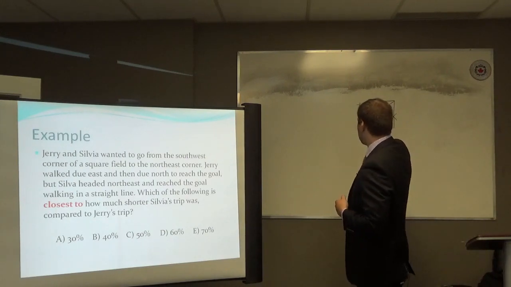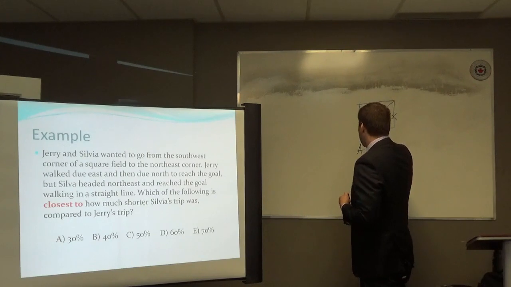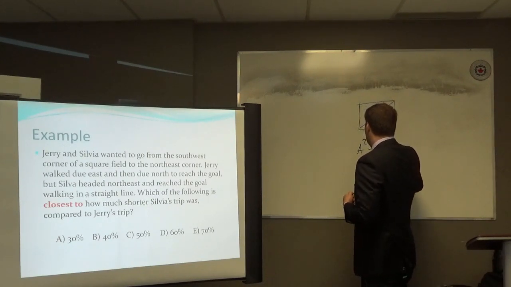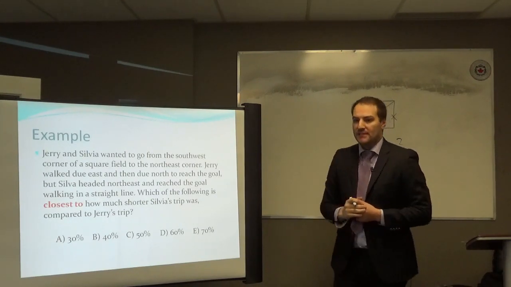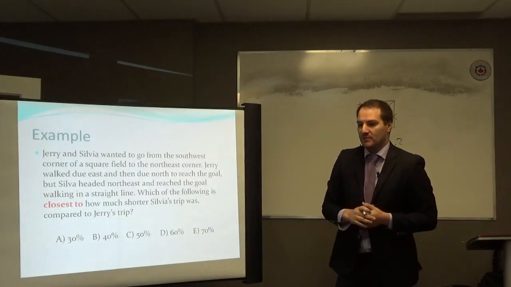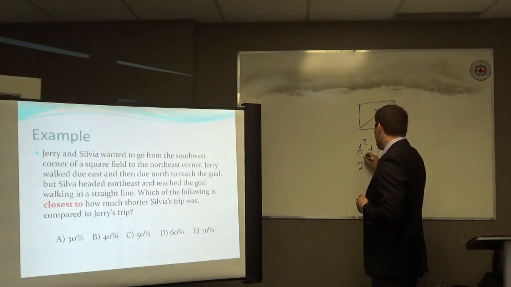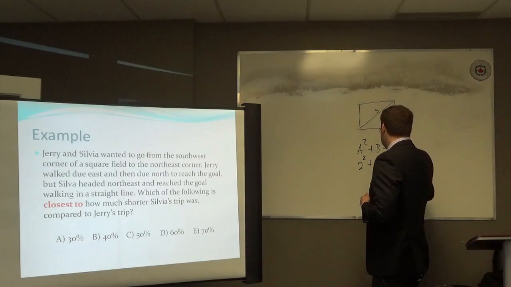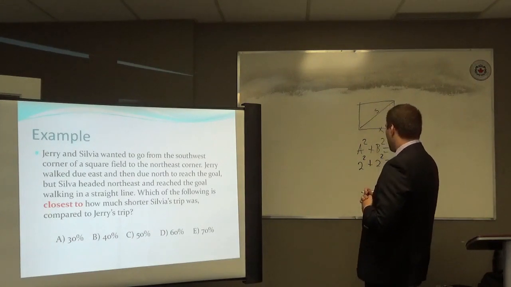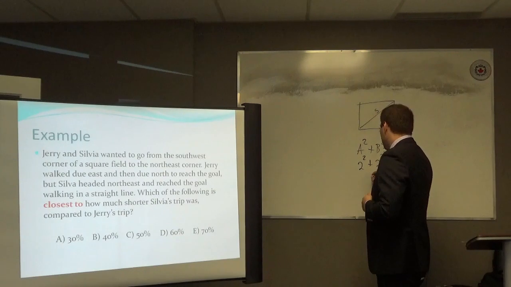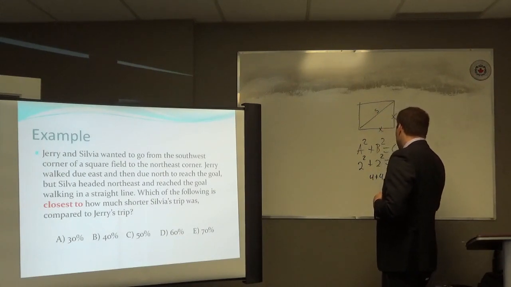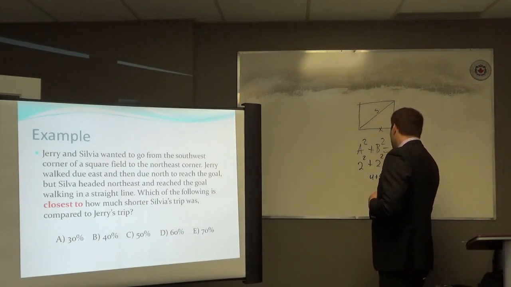Okay, so let's pick some numbers to put in our formula: a squared plus b squared equals c squared. Pick some numbers for Jerry's route. I'll get you to pick some numbers. 2. Great number. So 2 squared plus 2 squared equals c squared. Then we get 4 plus 4 equals c squared. Then we get 8 equals c squared.